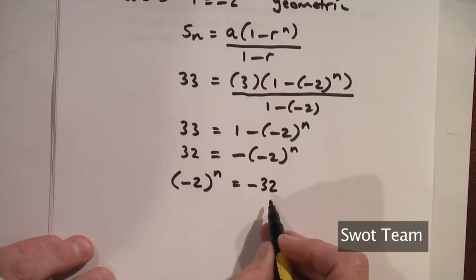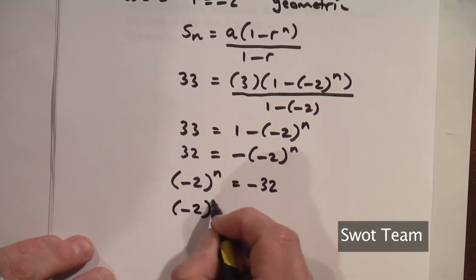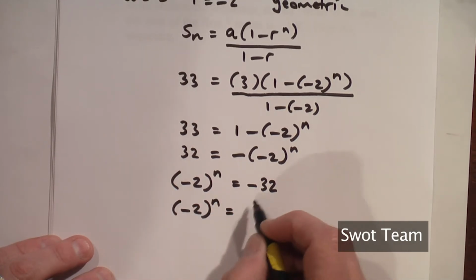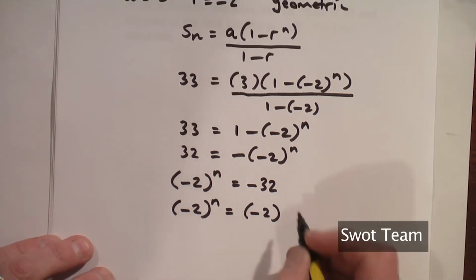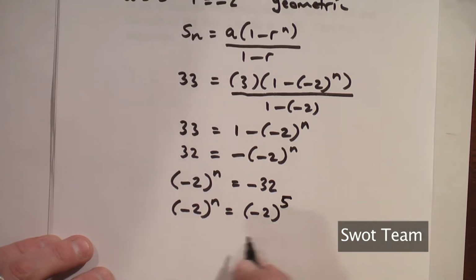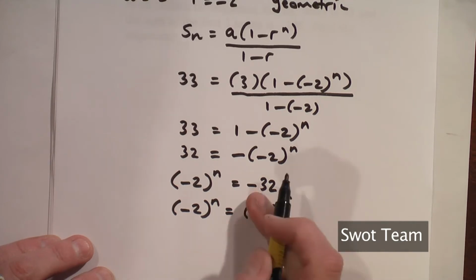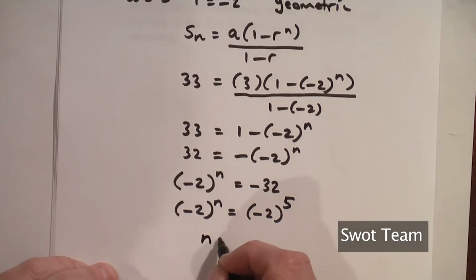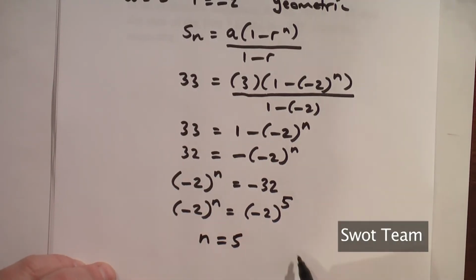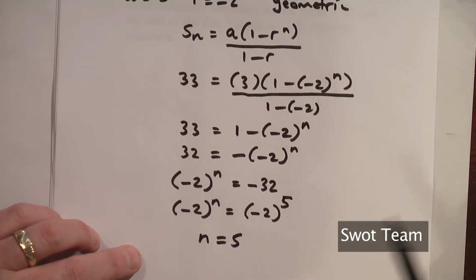Okay, now, careful. Logs is not really going to help you here, but you probably agree with me. If you want the base as negative 2, that must be 5, because negative 2 to the 5 is minus 32. Please watch out for this thing. Okay, if the base is positive, the logs will work, but not in this case. So exponents are still very, very important. Okay, so we've got that. So n equals 5. 5 terms will add up to negative 32.